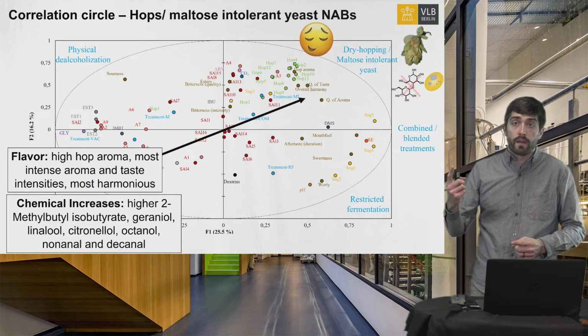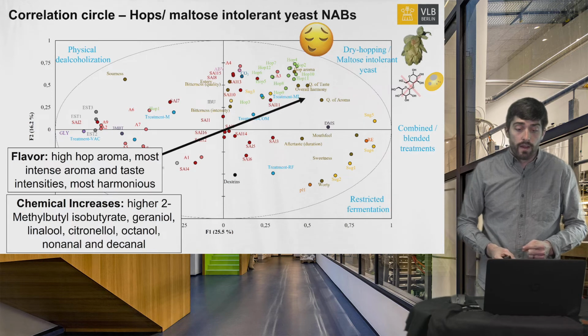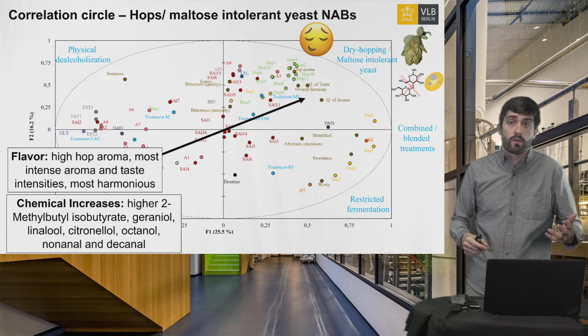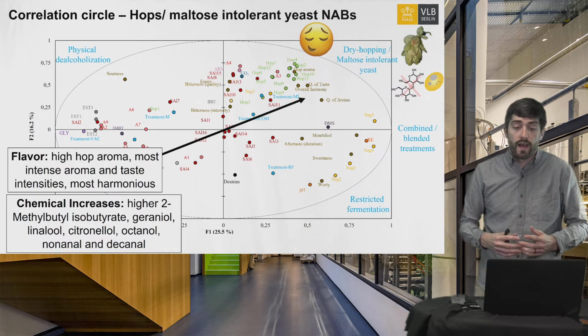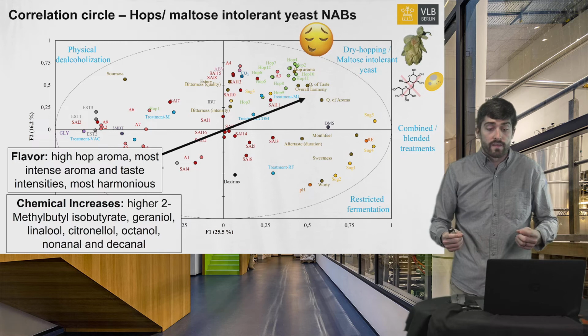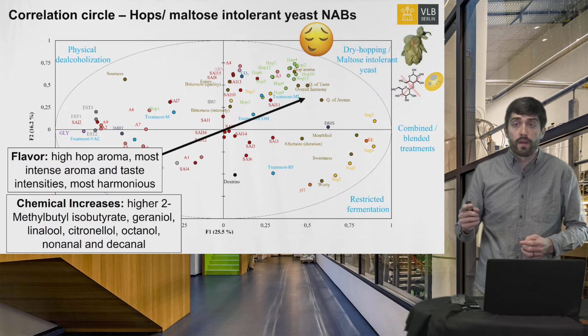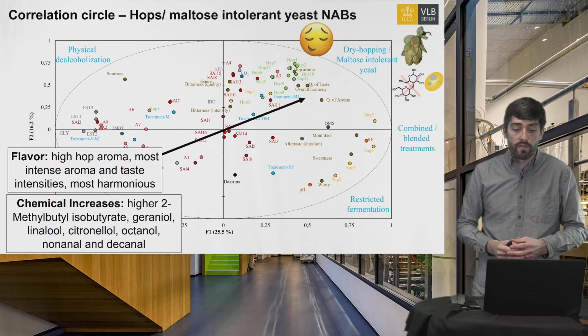And finally, the NABs up towards that top right were the maltose intolerant, those produced with maltose intolerant yeast, as well as those that were dry hopped. And they had the highest hop aroma, the highest aroma and taste intensities, and were the most harmonious. And this was particularly highlighted by the inclusion of that reference IPA that I pointed out.